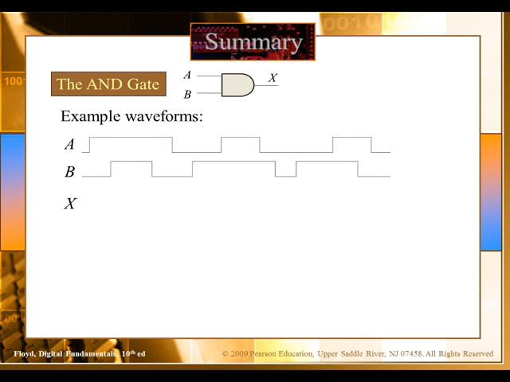Let's get back to the waveforms. Let's say somebody gave us these 2 waveforms for A and B, because A and B are the inputs. Now, can we find what x will be? How will x look? Now remember, x will be high only when A and B both are high, right? Both are high.